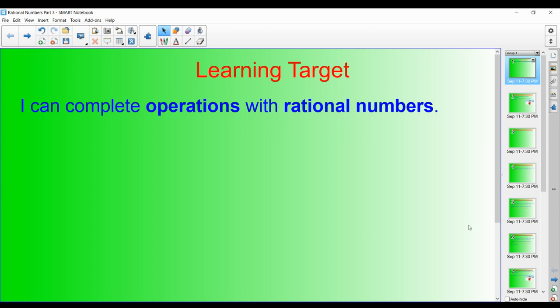Hi, everyone. Welcome to part three of operations with rational numbers. So we've talked about simplifying fractions in part one, converting mixed numbers to improper fractions, converting fractions to decimals. Today we're going to talk about adding, subtracting, multiplying, and dividing fractions.